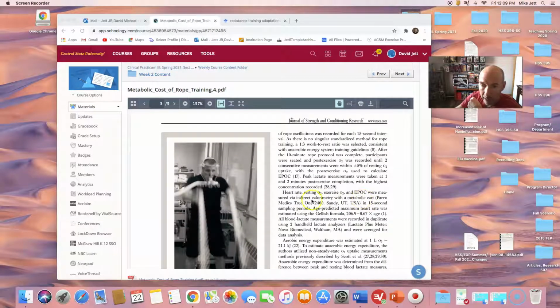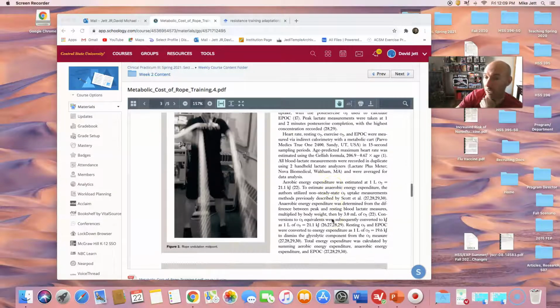So the metabolic cart that they used is the Parvomedics True One, produced in Sandy, Utah. Now, if any of you all had my class last semester for exercise physiology, that's the exact same metabolic cart that we use in my lab at U of L. And I think you all actually have one at CSU now as well. Okay. It tells you the brand of the lactate analyzer that was used. Okay. So, I mean, it gets down very detailed.